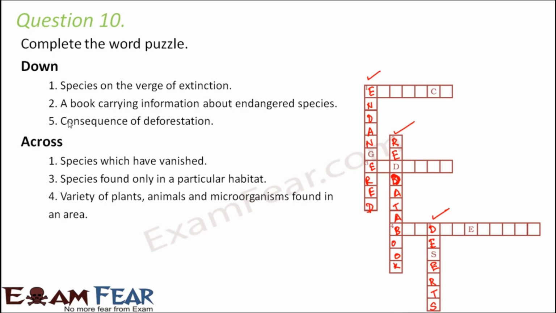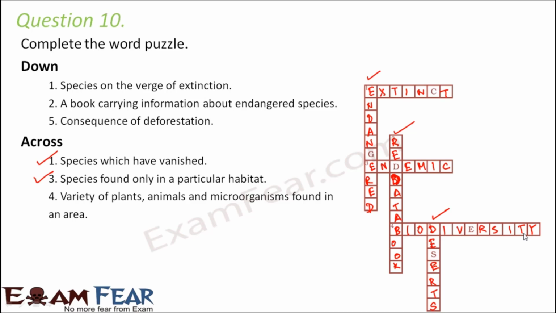Now let us look at the across columns, rows rather. Number 1, so here is 1. Species which have vanished. So they are already gone. They are extinct species like the dinosaurs. Number 3, species found only in a particular habitat. They are exclusively found in a particular location. They are called endemic species. Number 4, variety of plants, animals and microorganisms found in an area. That is called biodiversity. That is the variety of living organisms that would include plants, animals and microbes in a particular area.